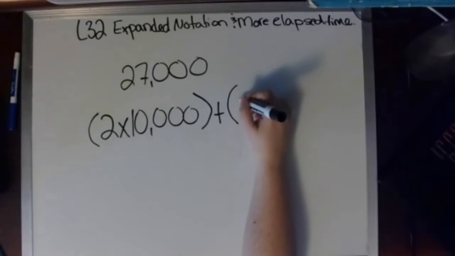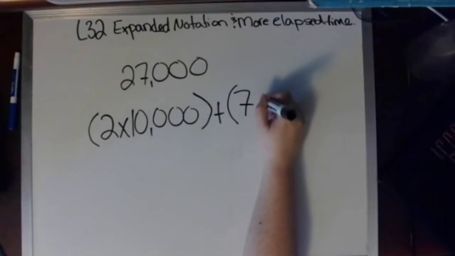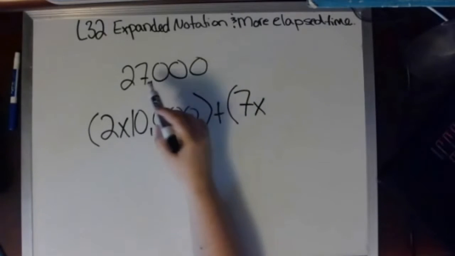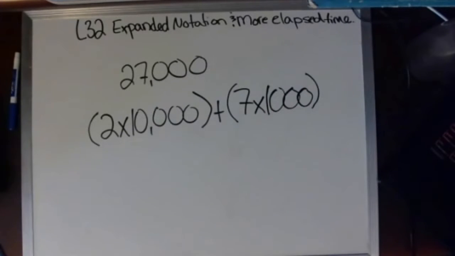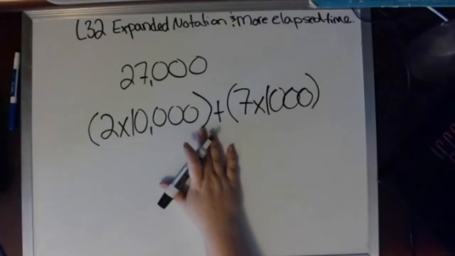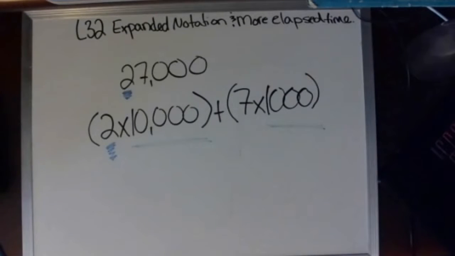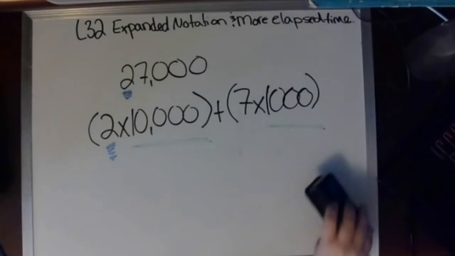Plus, parentheses, 7 times the place value, 1,000. This is the expanded notation of that number. Okay, let's look at another one together.